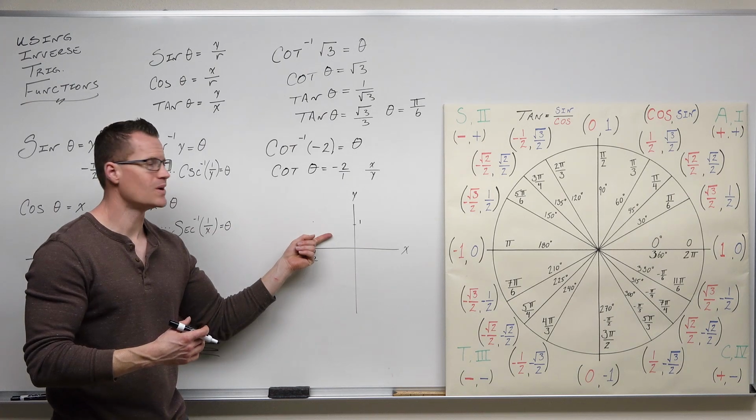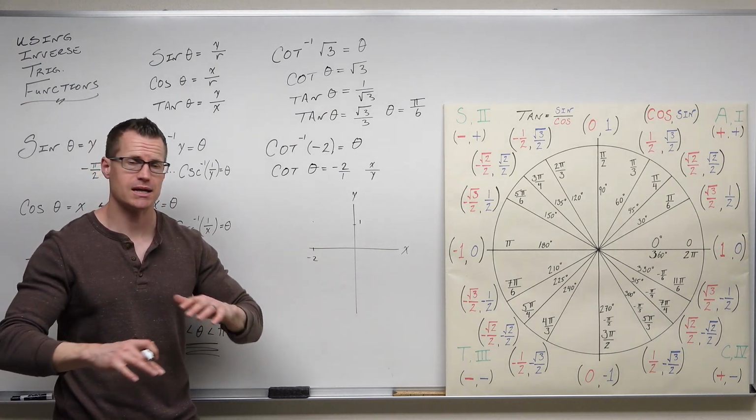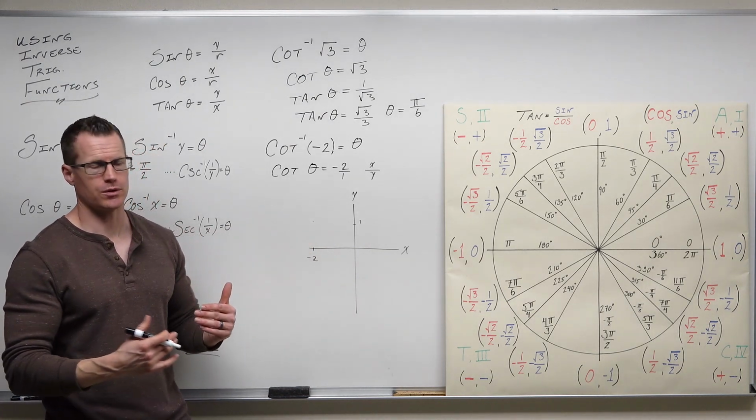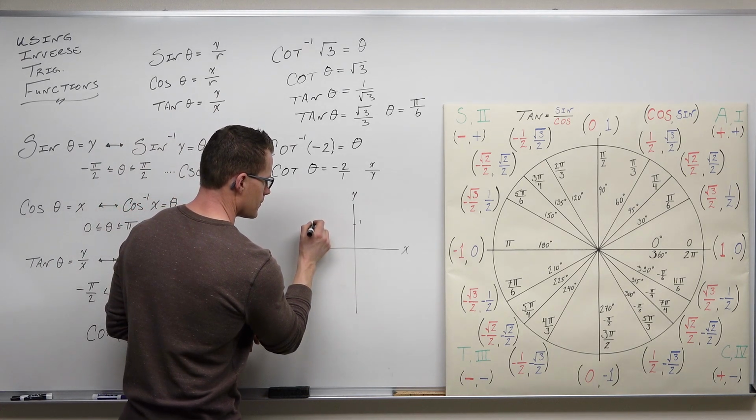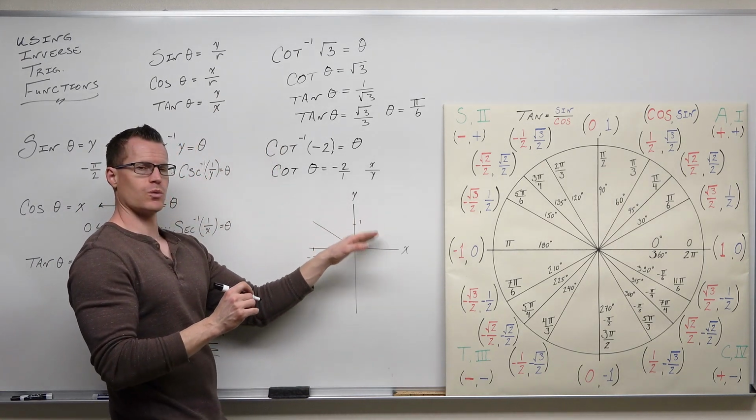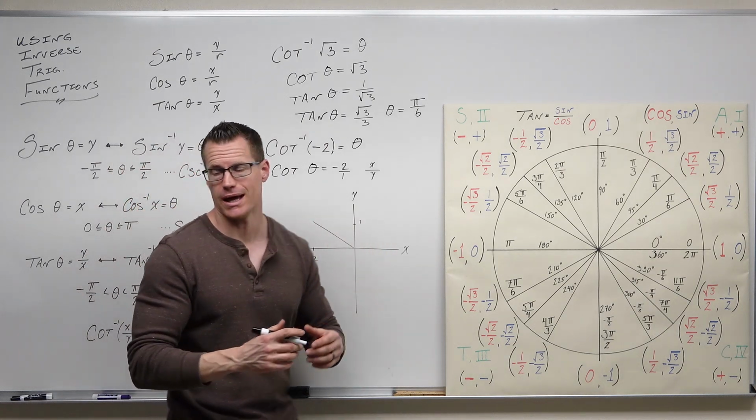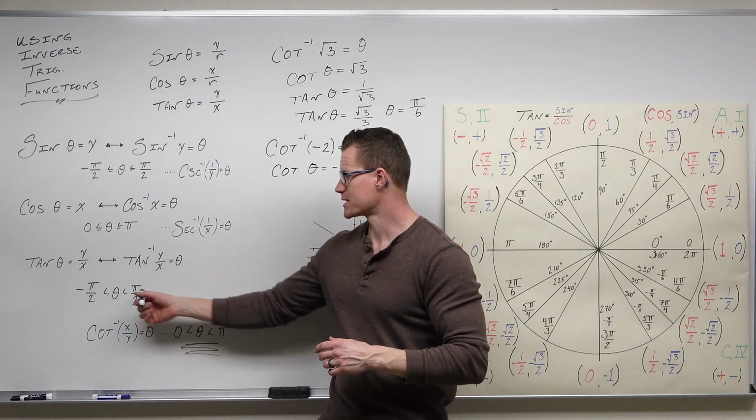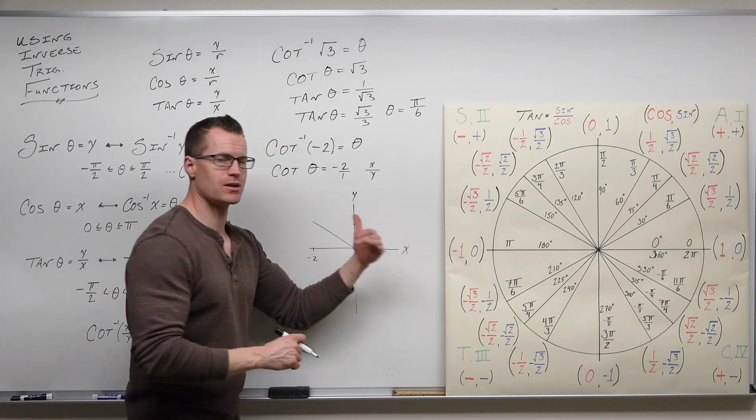Because that's in quadrant 2, tangent does not work. Tangent inverse does not work. You can't deal with it. It would have been fine if we were in quadrant 1 because it overlaps. If it doesn't overlap, see, it overlaps here and here. That's not true. We've got to use something else.